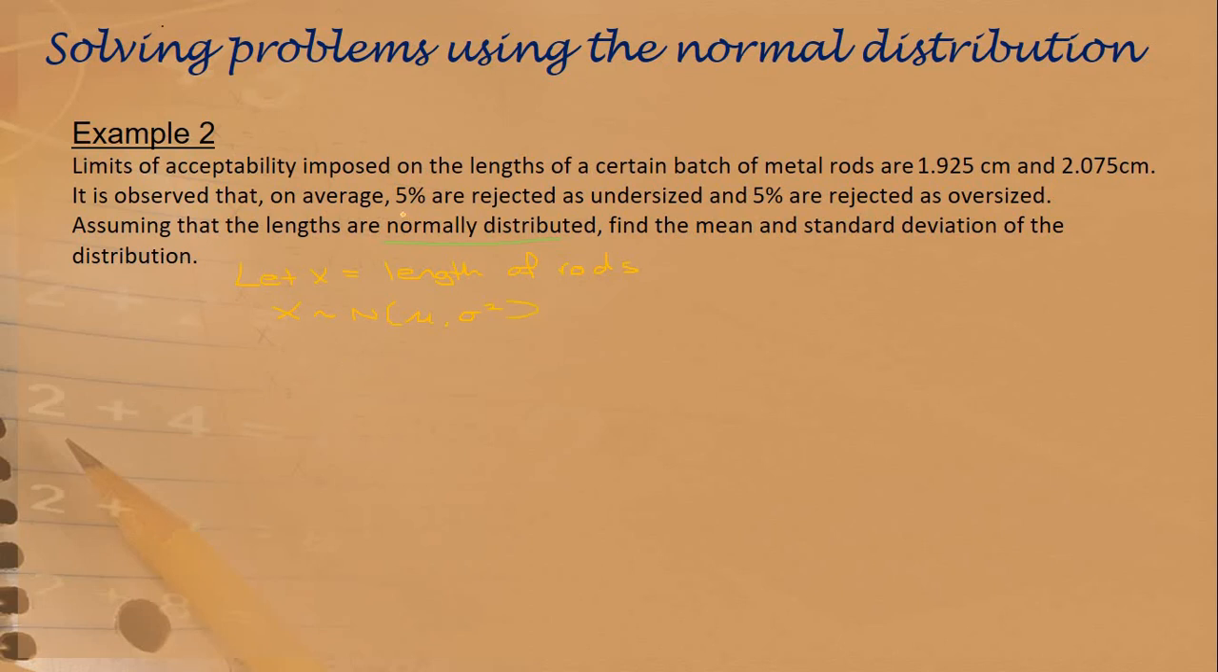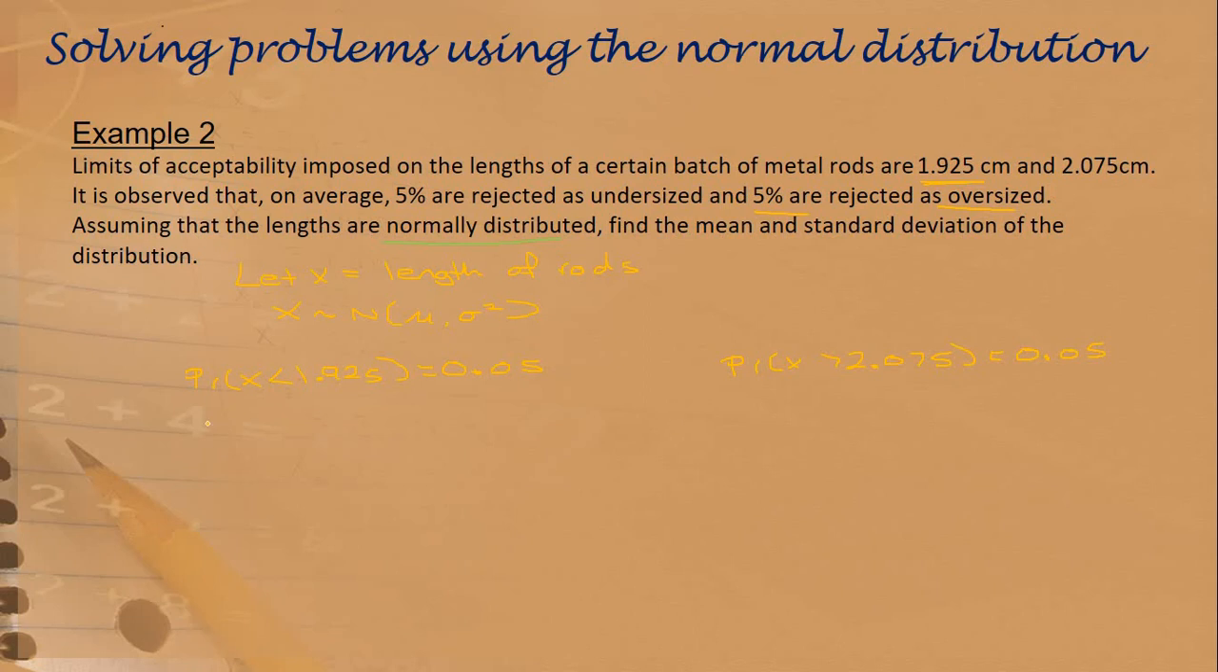We're told 5% are rejected as undersized. That means 5% are less than this amount. So the probability that x is less than 1.925 is equal to 5%, or 0.05. And 5% are rejected as oversized, so the probability that x is greater than 2.075 is equal to 0.05. Now at the moment we can't do anything with this.